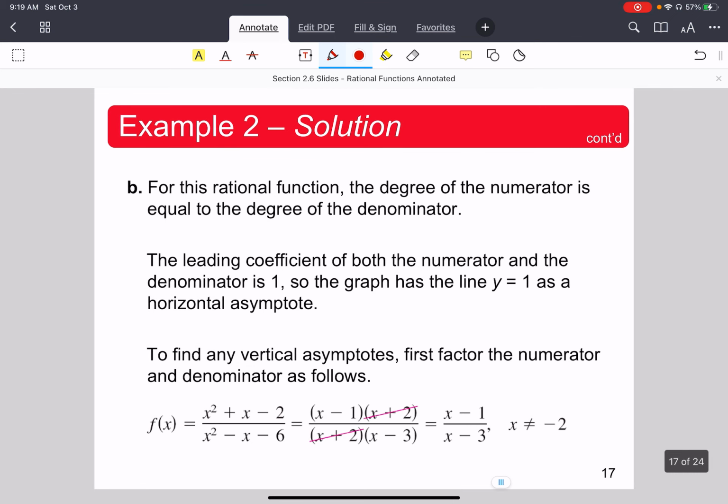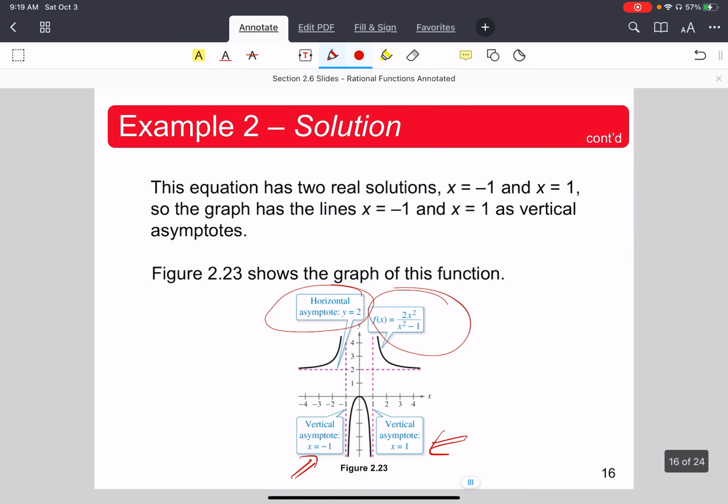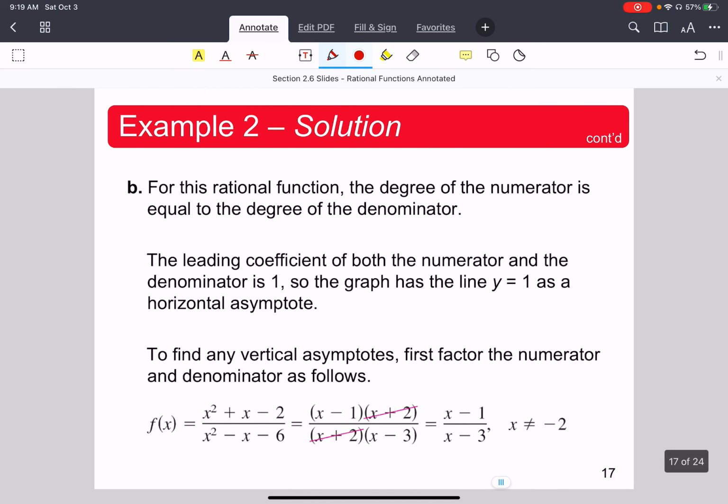For the other example that we were given, you guys realize part B had a little bit more complicated function, which isn't too bad. So we're going to take a look at the degrees. You guys realize the degree of the top and the degree of the bottom is again the same. So then we divide the leading coefficients. So y equals a sub n over b sub n, which in this case seems to be 1 over 1 because it's 1 times x squared, 1 times x squared. So y equals 1 must be the horizontal asymptote.